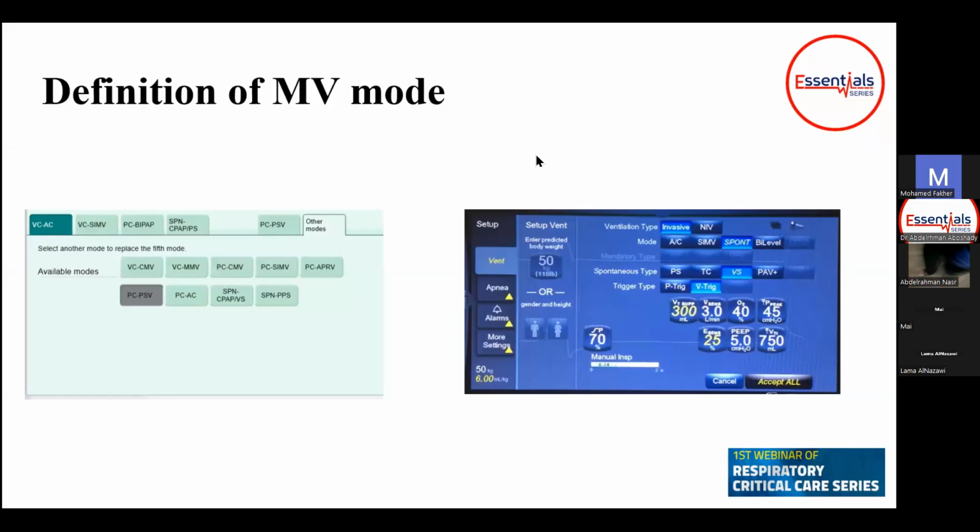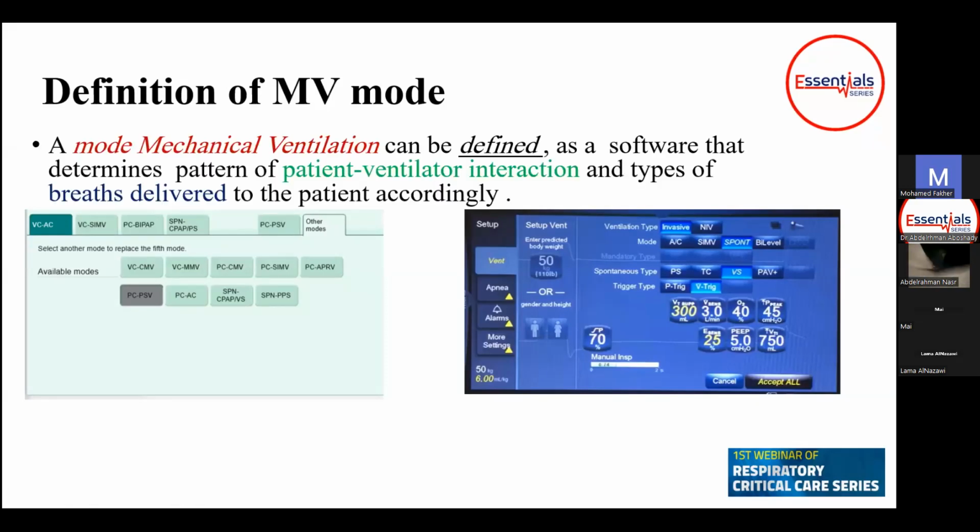What is a mode? Actually, the mode can be defined, from my point of view, as software on the computer of the ventilator that determines the pattern of the patient-ventilator interaction. There is an interaction between the ventilator and the patient. Every mode determines this pattern of interaction. Some modes allow interaction, some modes do not allow any interaction. It also determines the type of breath delivered to the patient. Okay, so the mode is the program or the software that determines the pattern of interaction and the types of breaths that the patient can take from this mode.